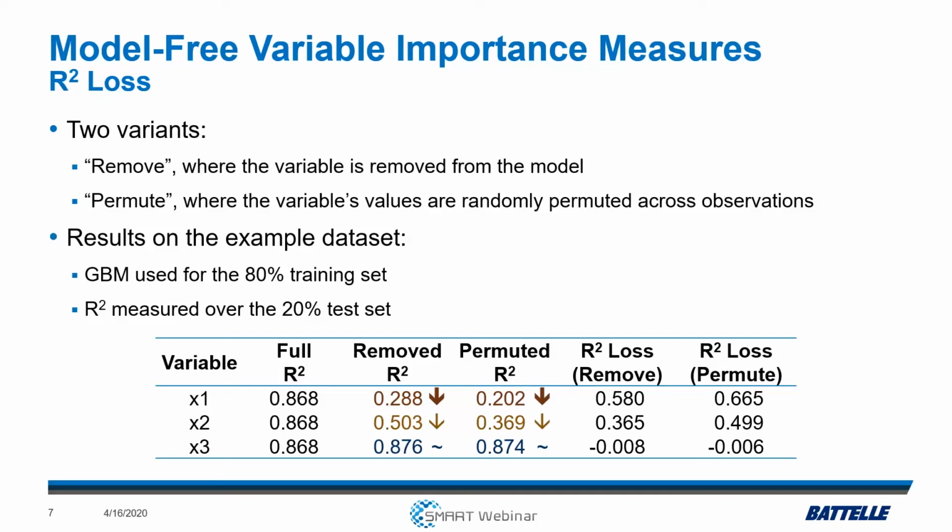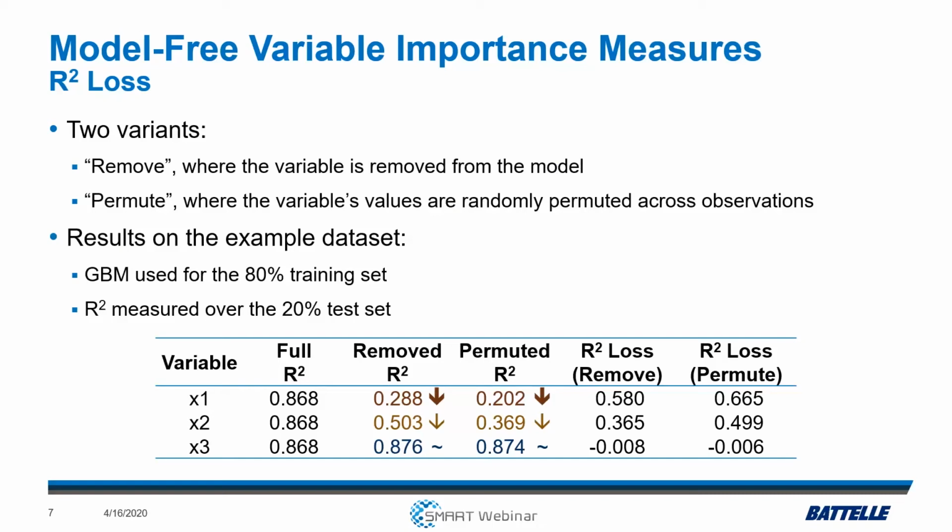Okay, so the results that I got from using this on that simple example earlier are shown below. We took 80% of the data to train the models, and then evaluated the R-squared on the 20% held out test set. I did that for the full model and for the model that either had the variable removed or had the values permuted. And you can see that for the most important variable, which we know is x1, you see a very large reduction in R-squared going from the full to the altered model, which is what we would expect.